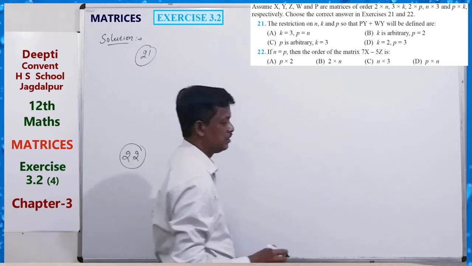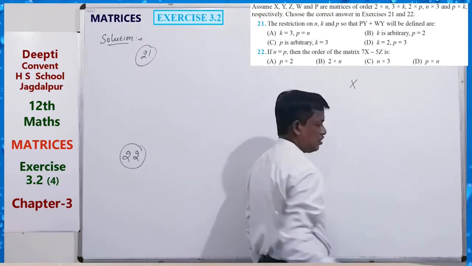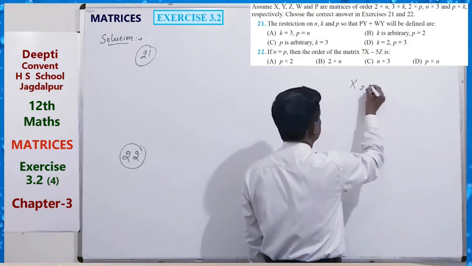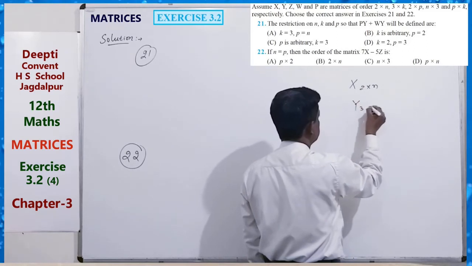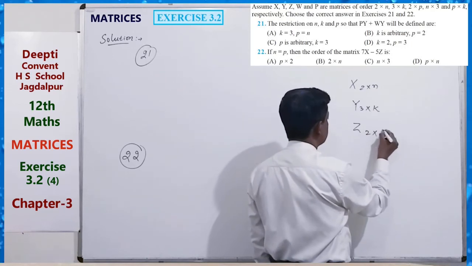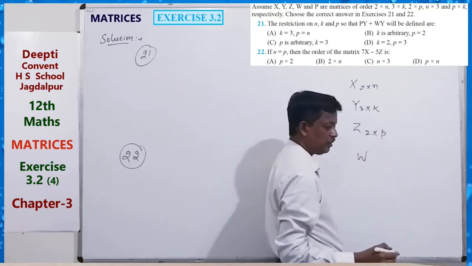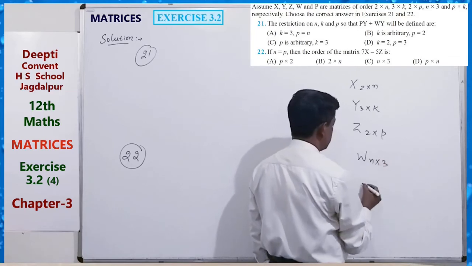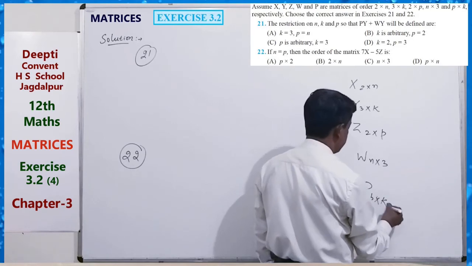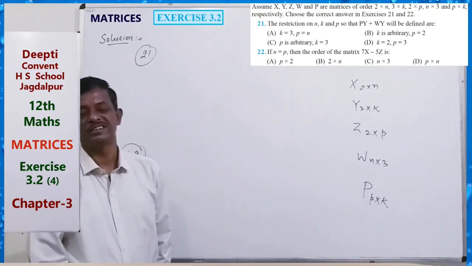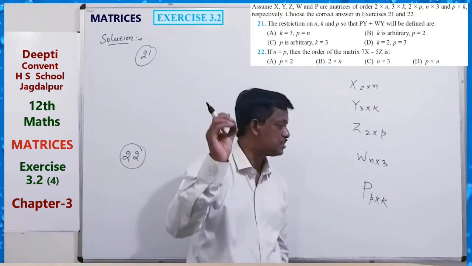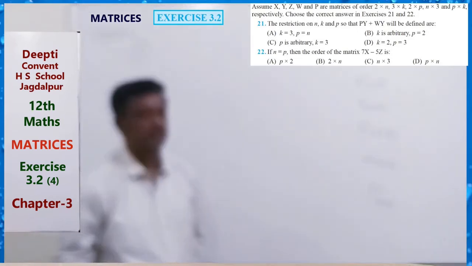Given x is 2 by n, y is 3 by k, z is 2 by p, w is n by 3 and p is p by k. This type of matrices are given. First question is what? The restriction on n, k and p.